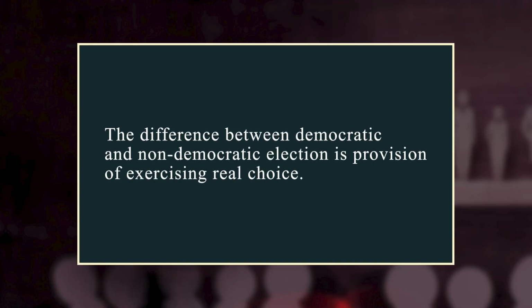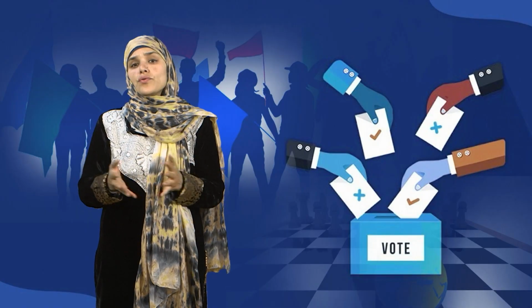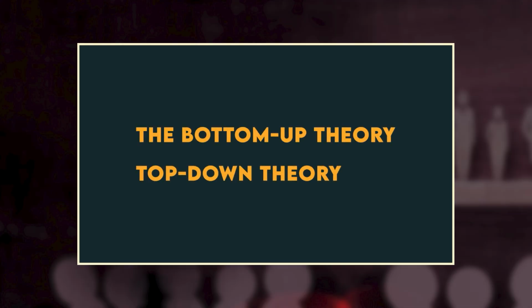The provision of election in a democracy is intended to ensure free, fair, and equal voting opportunity. The difference between democratic and non-democratic election is provision of exercising real choice. Elections in liberal democracies are different in the sense that they are competitive. There are two waves, the bottom up and top down theories.